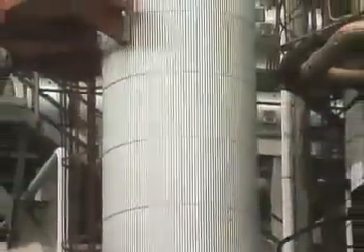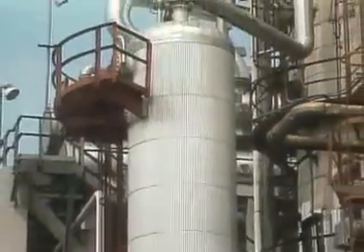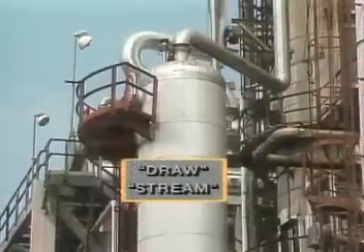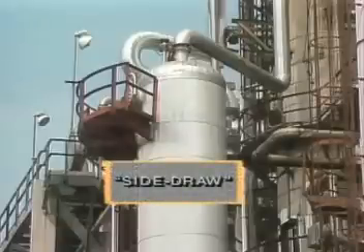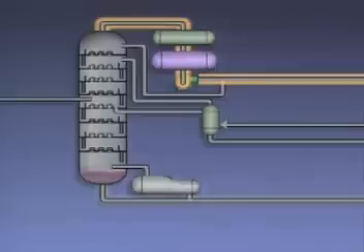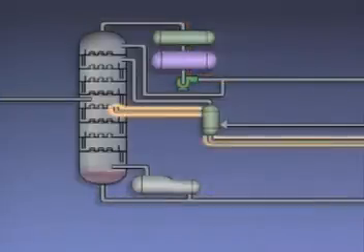Multi-draw towers separate a feed into more than two products. A product that leaves a multi-draw tower is referred to as a draw or a stream. Multi-draw towers are also referred to as side-draw towers because some of the products or draws are taken from the side of the tower. For example, one type of multi-draw tower has three draws, one at the top, one at the bottom, and one near the middle.